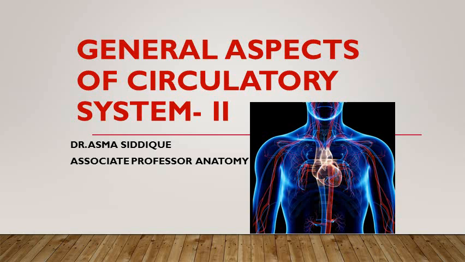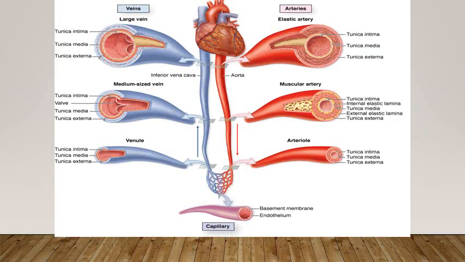In general anatomy lectures, we are already covering the general aspects of the circulatory system. Moving on to the next part. Before starting today's lecture, let's have a revision of the previous one. Last time you have already seen that we have done with the classification of the arteries.